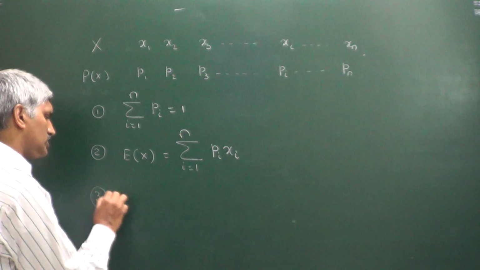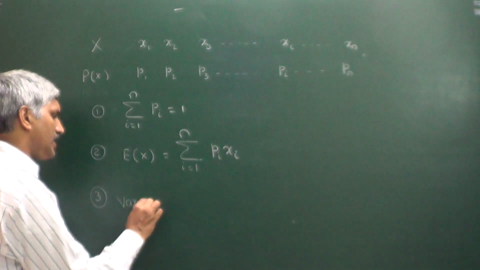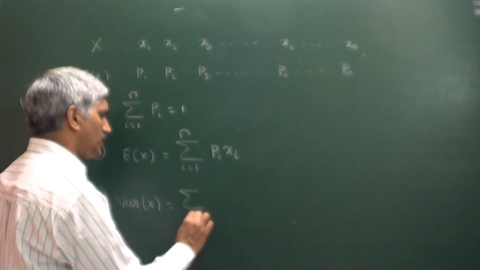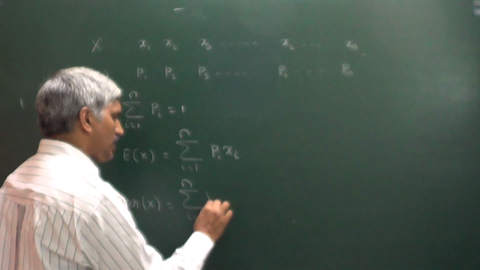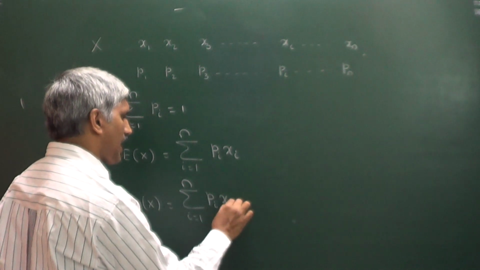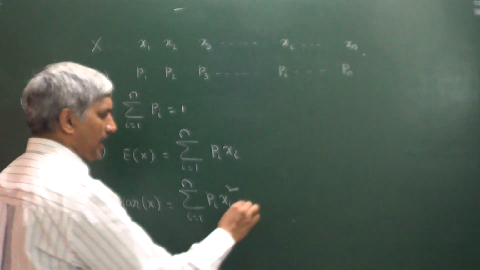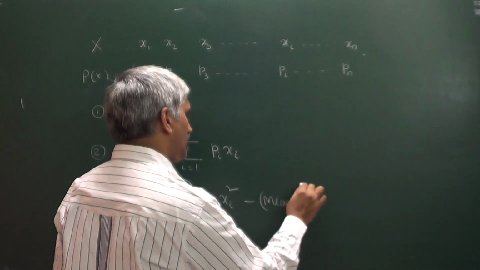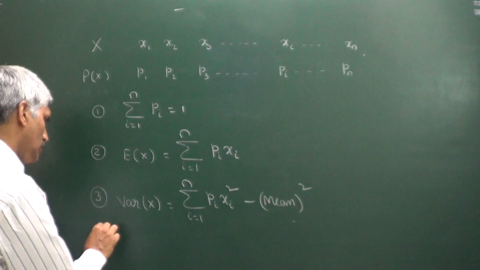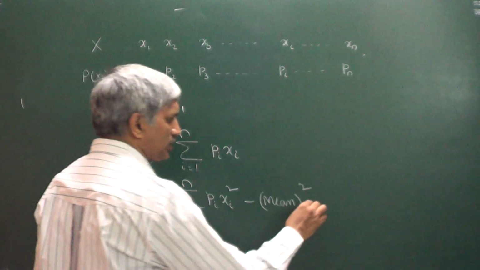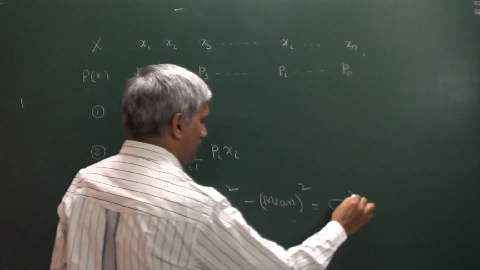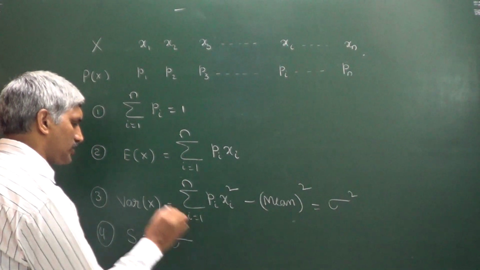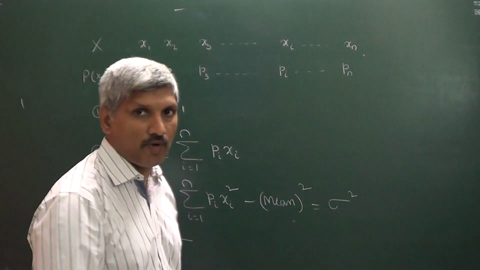And the next one is the variance of a random variable X. Variance equals summation i equals 1 to n of pi into xi square minus mean whole square. This is the variance of the random variable X, which we call sigma square. The square root of the variance is called the standard deviation, denoted with sigma.